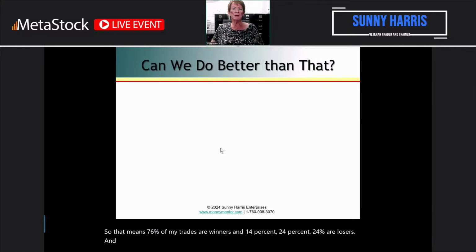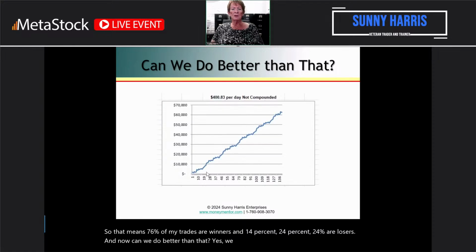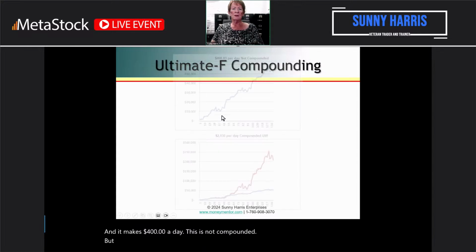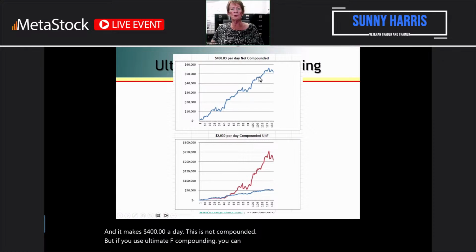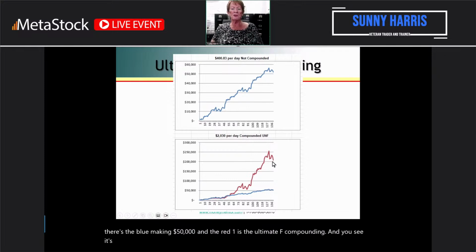And now, can we do better than that? Yes, we can. This is the equity curve, and it makes $400 a day. This is not compounded. But if you use Ultimate F compounding, you can see this is the equity chart trading 1 contract every single time, just 1. And the red one is the compounded curve. The blue one is the same as this top chart. So there's the blue, making $50,000. And the red one is the Ultimate F compounding, and you see it's over 200,000.